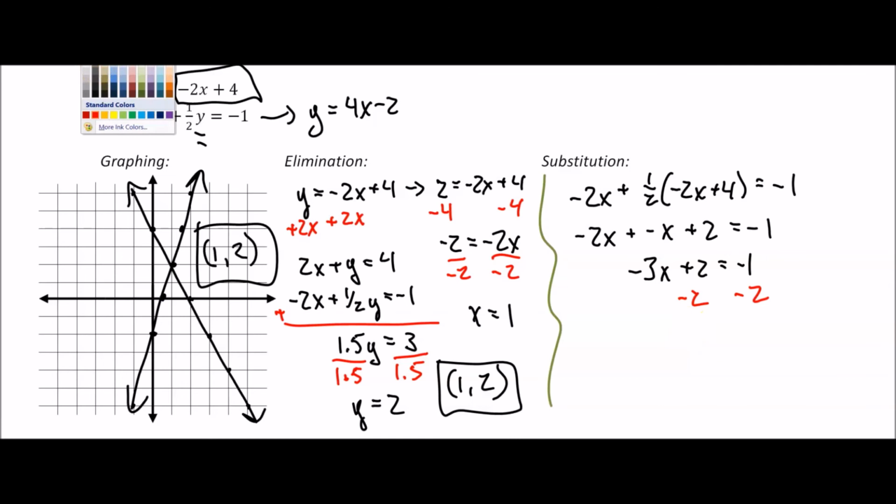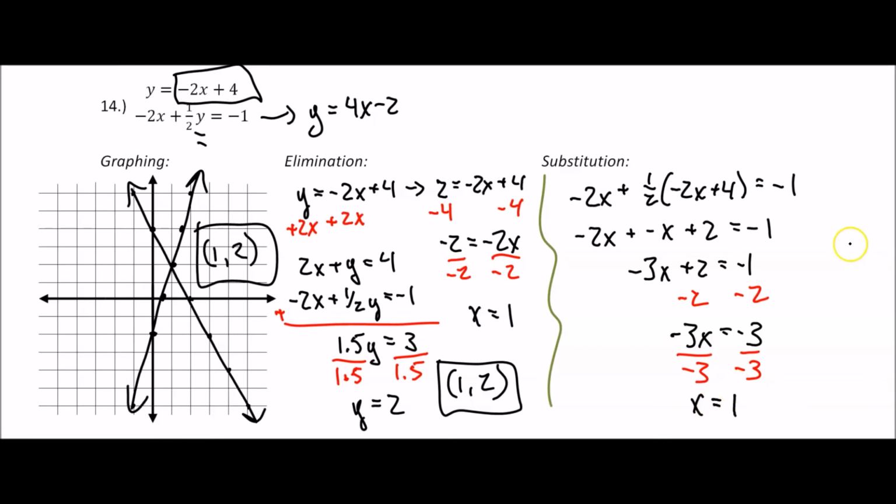I got a little too fast for the computer there for a moment. And then divide by the negative 3. So I end up with x equals 1, which is no surprise. That's what I got every time so far. But now I need to plug it back in.